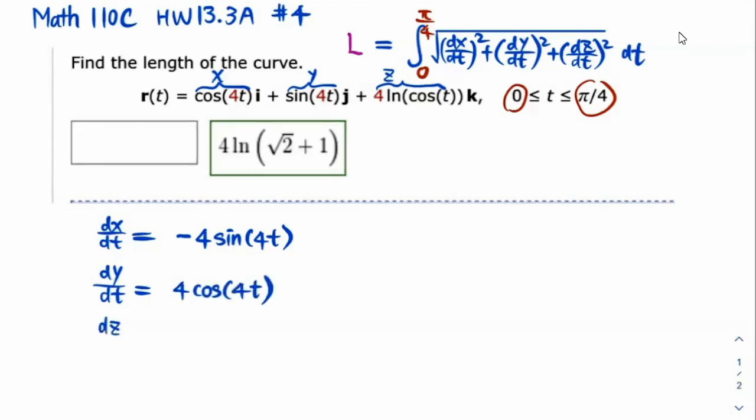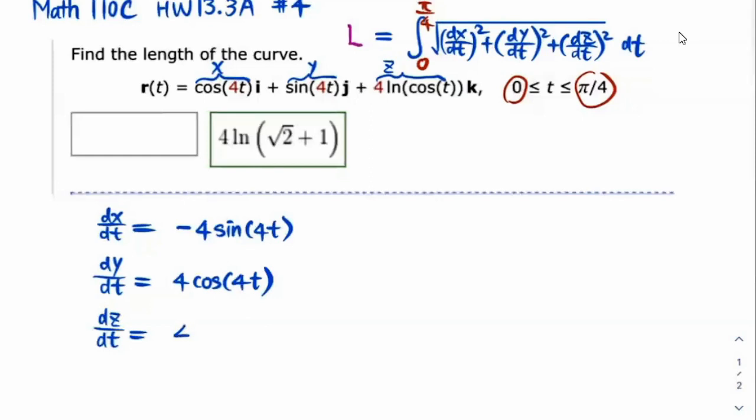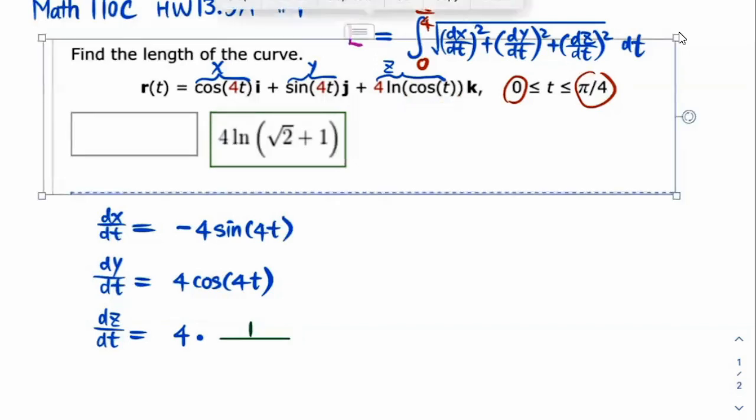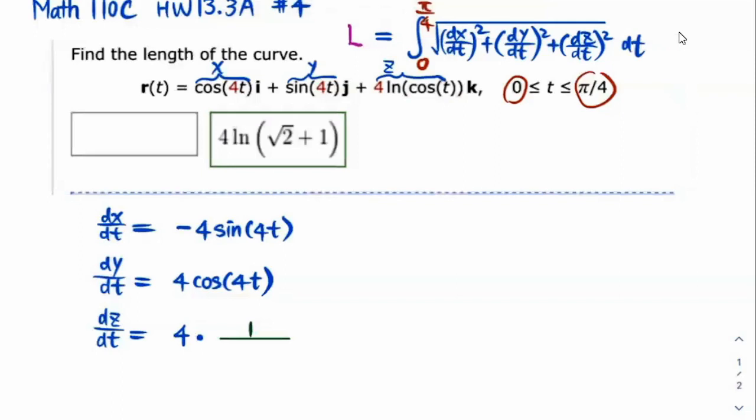And dz/dt? Okay, this one's hard. Let's do it step by step. 4 is a constant multiple, so bring it out. And then the derivative of ln, we have to use a chain rule. So the ln is the outer function. The derivative of ln is 1 over whatever is inside. The inside over here is cosine of t.